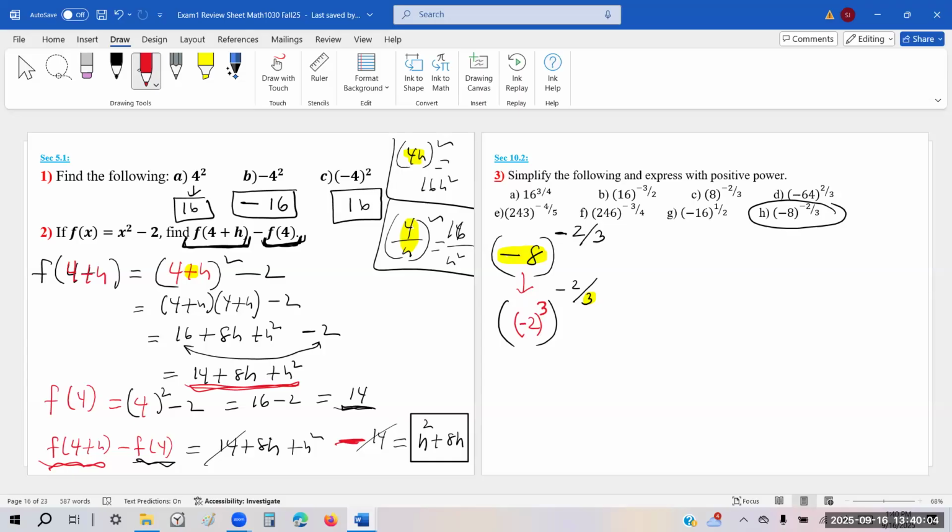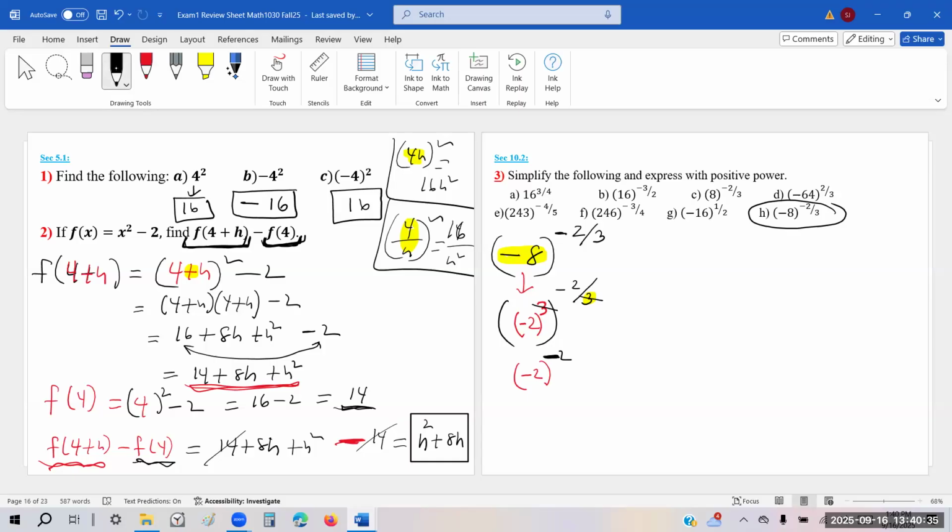So it's negative 2 whole thing to the 3 power. So why did we use the 3 power? Why didn't we use the 2 power? Because we want to cancel the denominator. So what is left on the base? Negative 2 inside the parentheses. And what is left outside? Negative 2. And now we hate this negative 2 power.